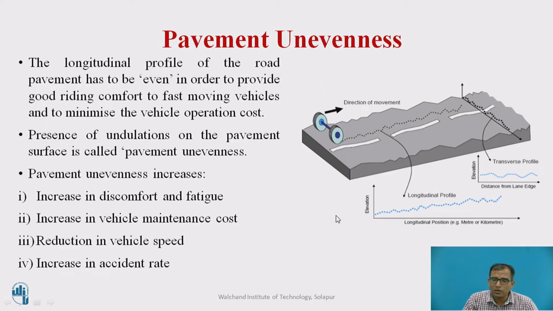Another important parameter of the surface characteristics is pavement unevenness. You can see from the picture these undulations on the road surface, happening along the vehicle movement as well as in the transverse direction. We always would like to maintain the road on an even surface, because we have to maintain high speed, with less vehicle operating cost and less maintenance. So in that condition, we always try to maintain the road surface in an even condition.